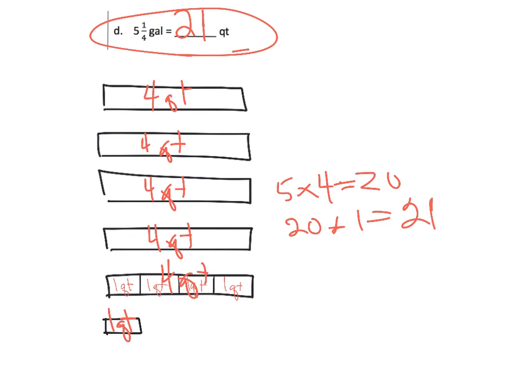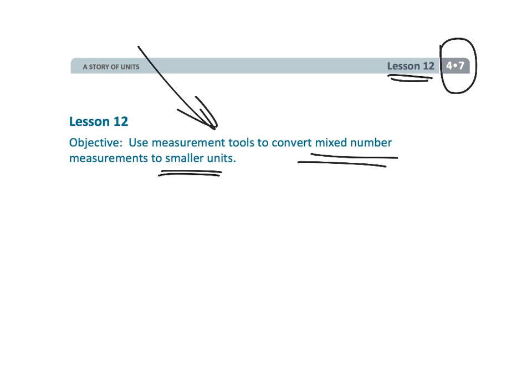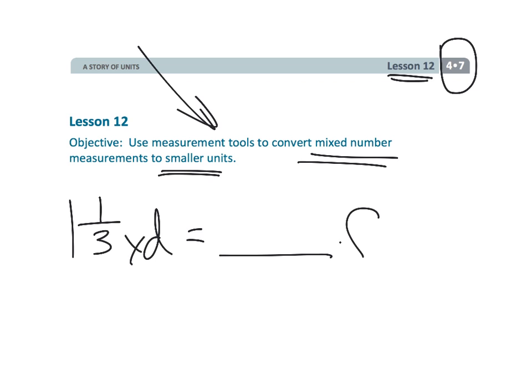in 5 1/4 gallons. And that wraps up 4th grade, Module 7, Lesson 12, using measurement tools to convert mixed numbers into smaller units, things like 1 1/3 yards into feet.